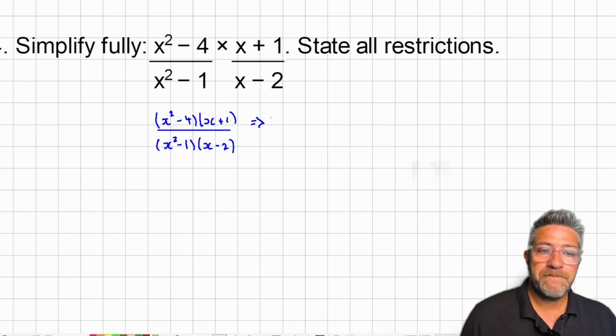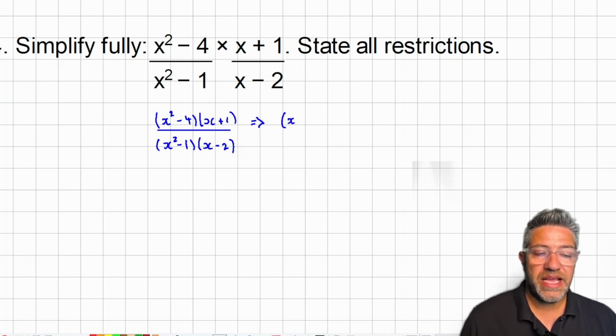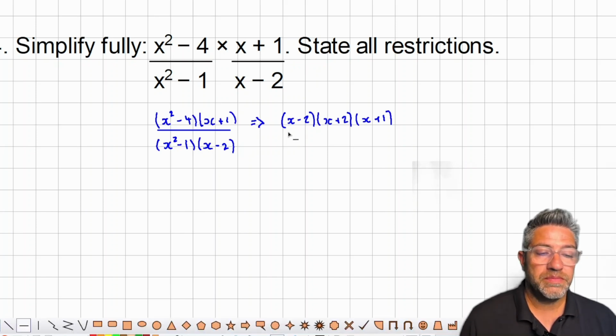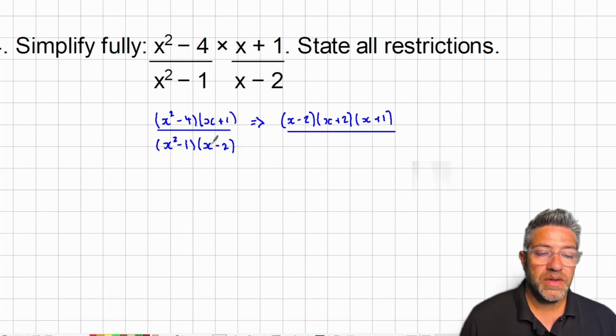And once again, it's going to call upon our knowledge of difference of squares. X squared minus 4 can be written as x minus 2, x plus 2. We then still have our x plus 1 bracket all over. X squared minus 1 is also the difference of squares. So that could be written as x minus 1, x plus 1. And then we still have our x minus 2 bracket.